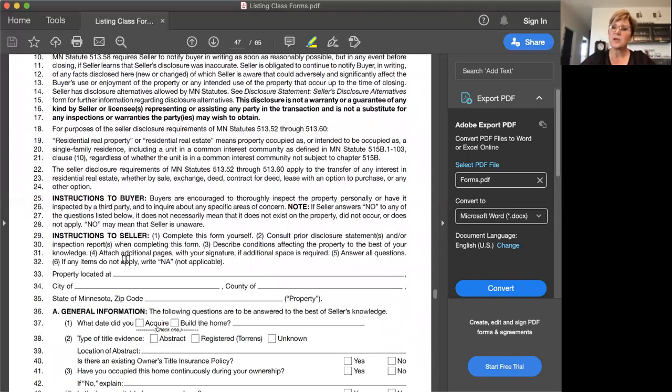Okay, so if they fill this out and get it to you and there are things missing, you give it back to them and you say, hey, you're missing line 10, you're missing line 30, whatever it is.